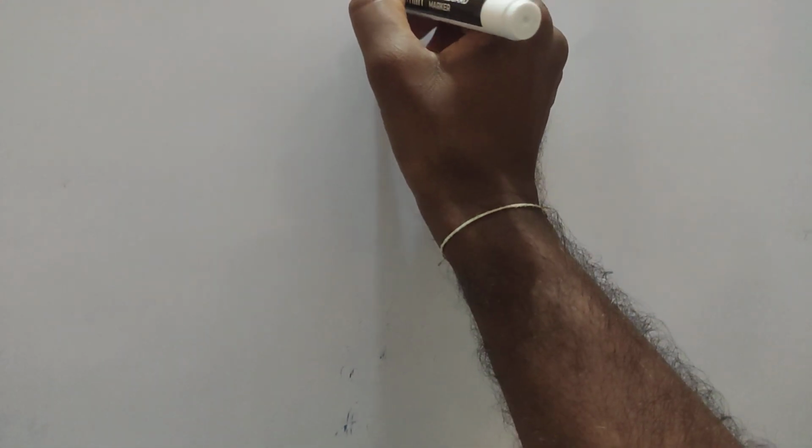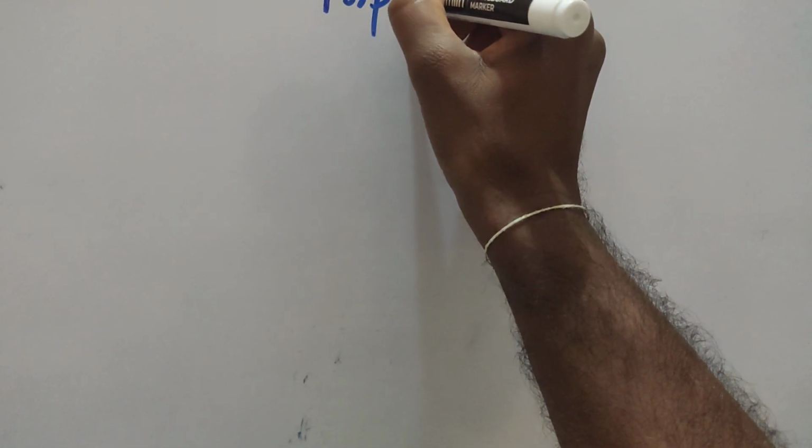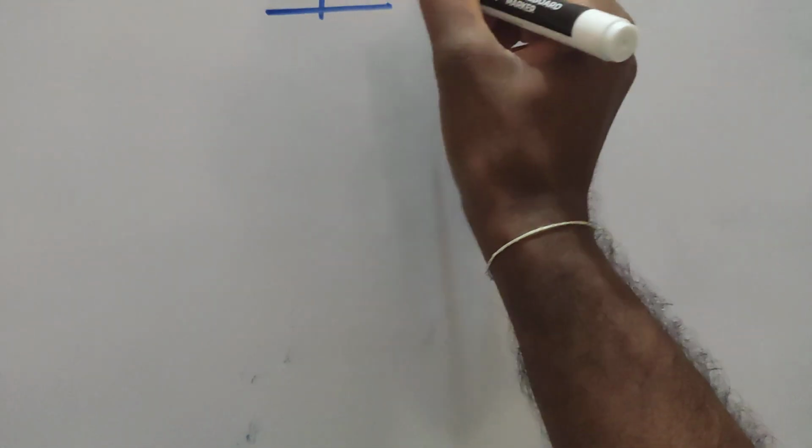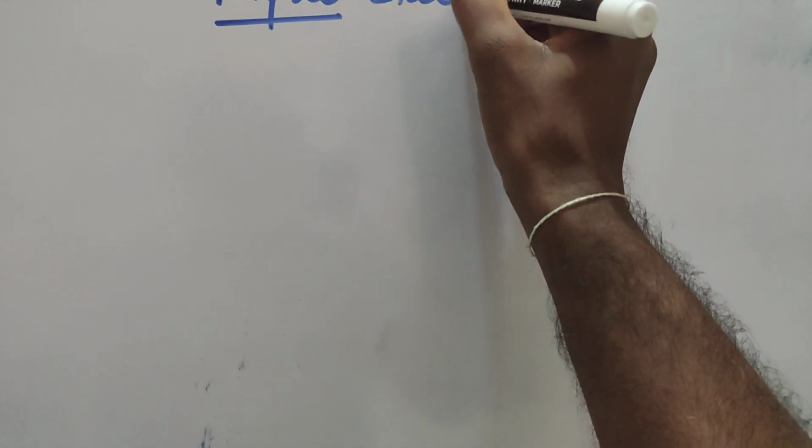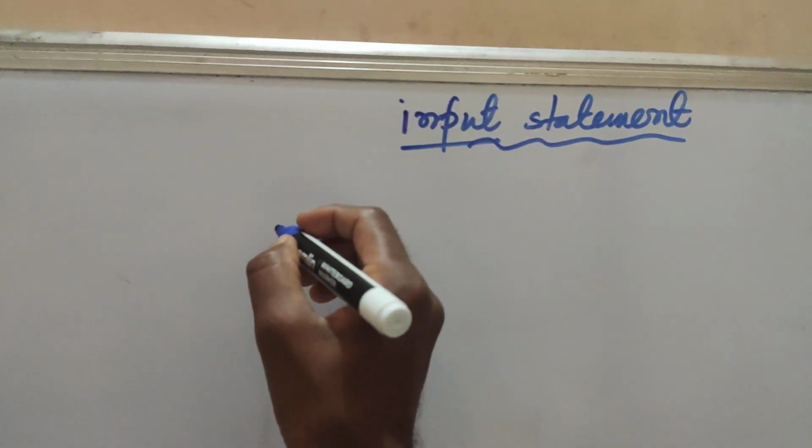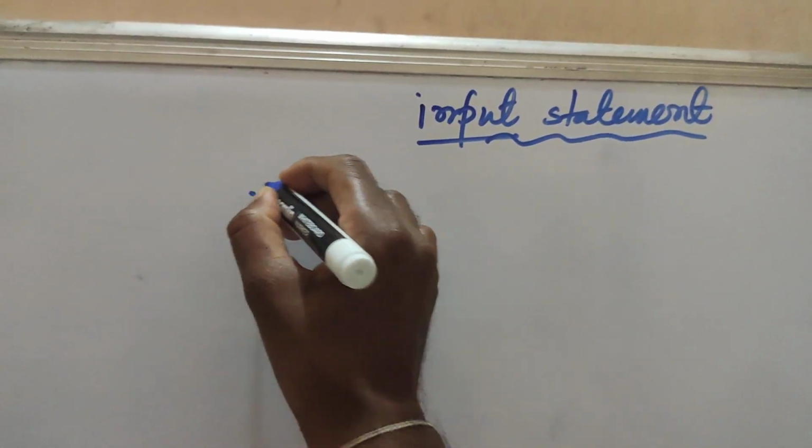Clear? Next is input statements in arrays: how to take values by using input statements. This is very important because in every program you have to write input statements. How do you take the variable in input statements? You need to take it like this.